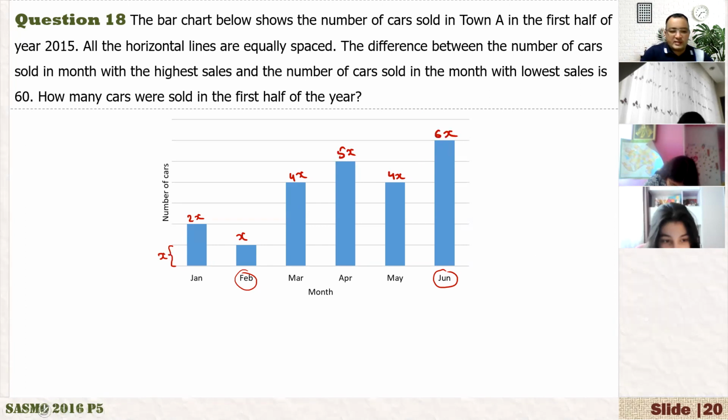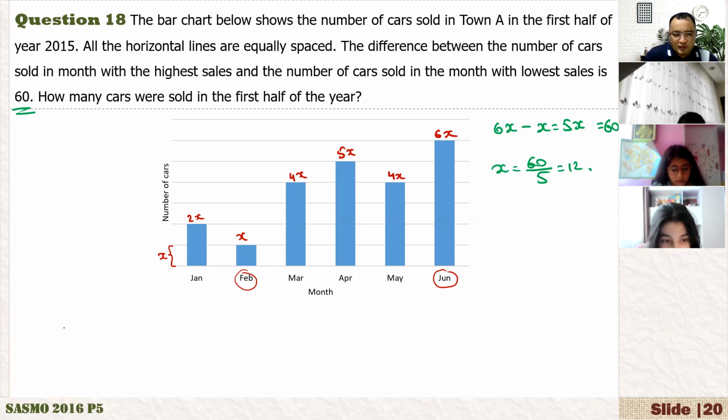So now the question says the difference between June and February. That is 6x, the biggest one, and the shortest one is x. That's equal to 5x. It says that's equal to 60. So from here, what is x? x equals 60 over 5, that's equal to 12. So now we need to find the total number of cars sold in the first half of the year.